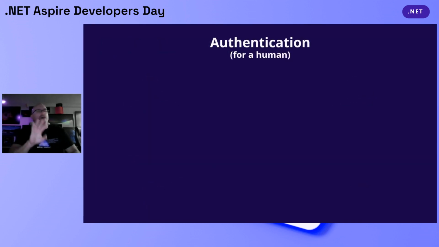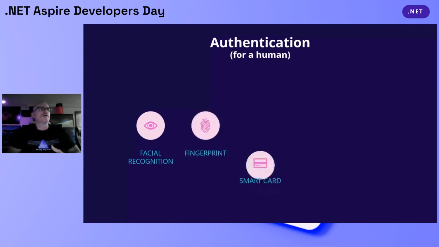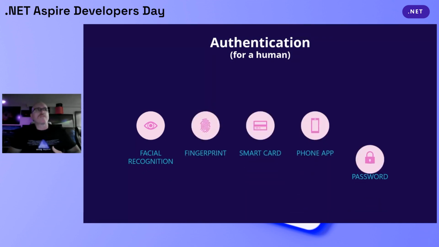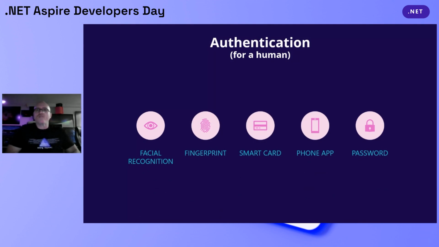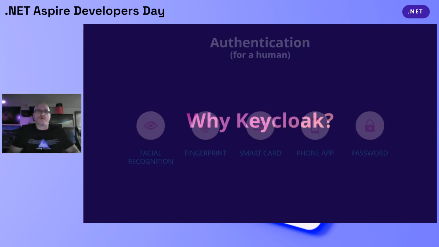So when we think about authentication for a human, we have a lot of different ways to authenticate. We've got facial recognition, fingerprint, smart card, phone app, and password. All of these are events that take place with an actual human being, and then that validation performs the authentication. So we trust that only the person who claims to be Jeremy has Jeremy's password, for example.